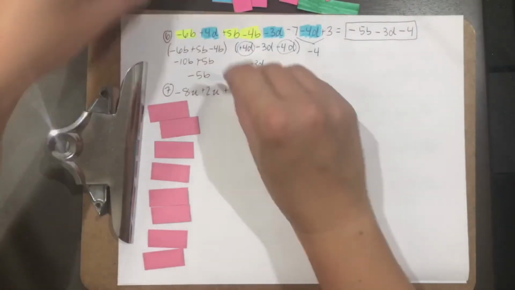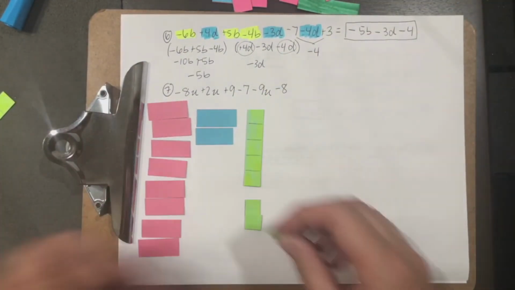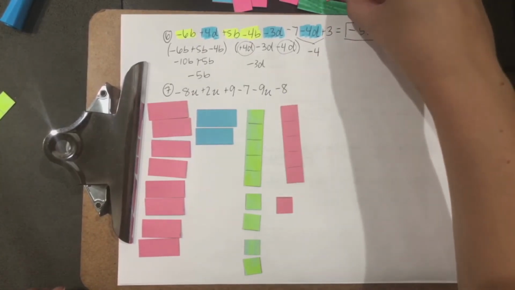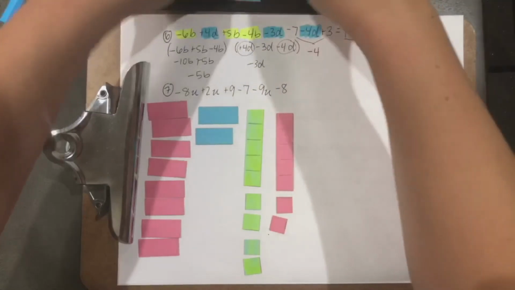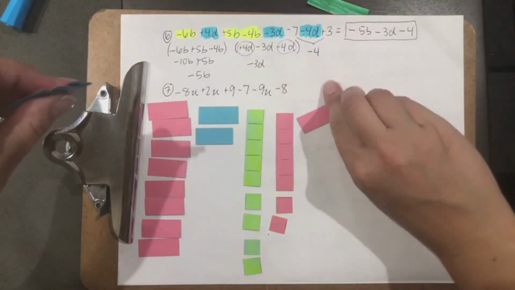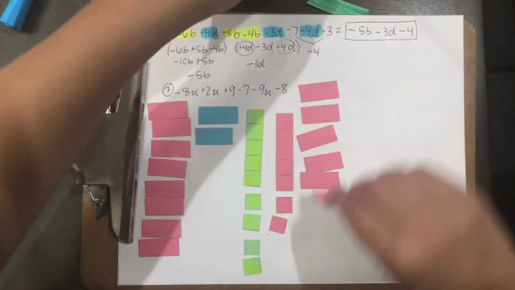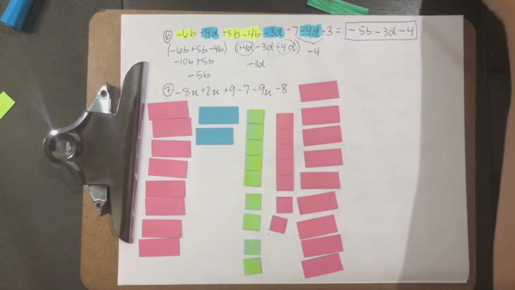Okay, positive 2U's plus 9 minus 7 minus 9U's minus 8.